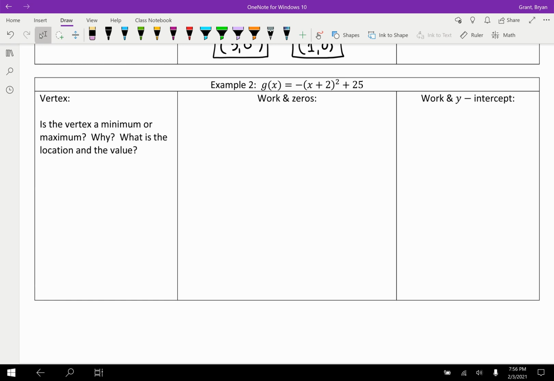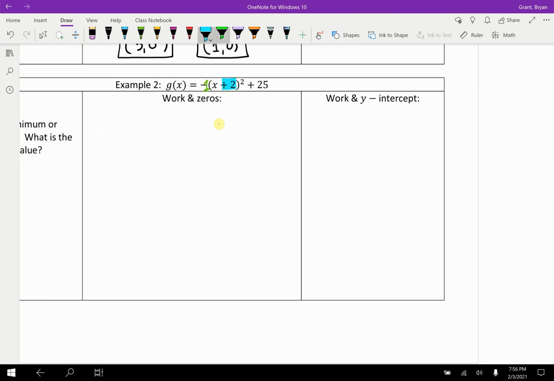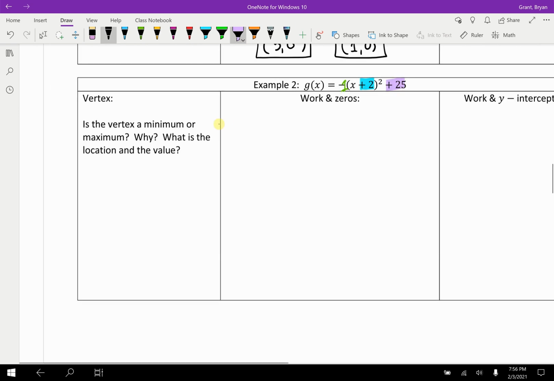All right, you're back, so let's work through all of this. We can see that a is negative 1. Our h looks like it's positive 2, so we have to do the opposite and make it negative 2. And then our k is 25. Our vertex then is going to be opposite of h, comma k. There's my vertex. Is this vertex a minimum or a maximum?